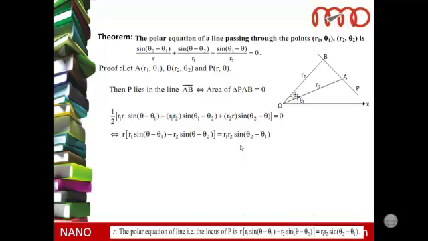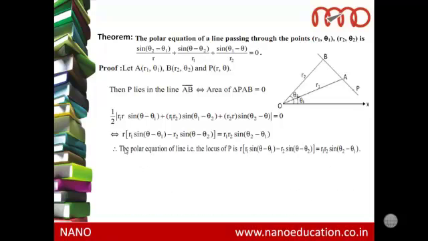Now dividing throughout by r1 r2, the polar equation of the line, that is the locus of the point P, will get converted into r1 sin(θ − θ1) − r2 sin(θ − θ2) = r1 r2 sin(θ2 − θ1)... that is, sin(θ2 − θ1)/r + sin(θ − θ2)/r1 + sin(θ1 − θ)/r2 = 0.